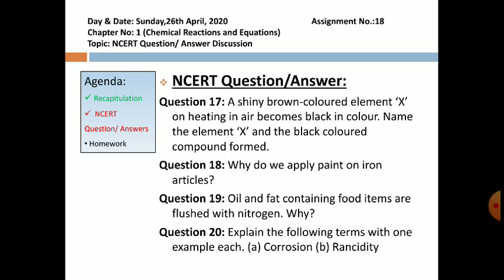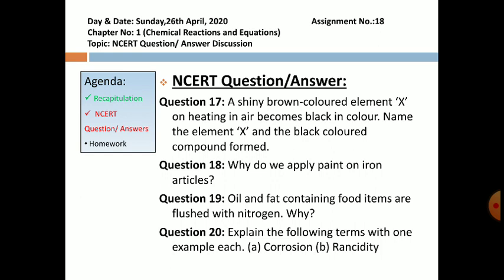Question number 18. Why do we apply paint on iron articles? We all know iron articles are painted because it prevents them from rusting. When painted, the contact of iron articles with moisture and air is cut off, hence rusting is prevented. Their presence is essential for rusting of iron. Whose presence? Air, moisture, or you may say water. So paint cuts off their contact with iron, hence preventing iron from rusting.